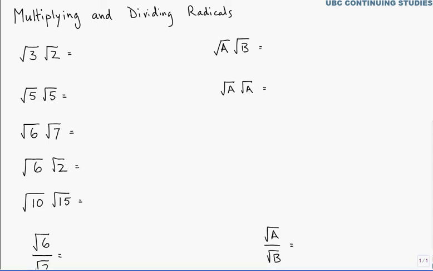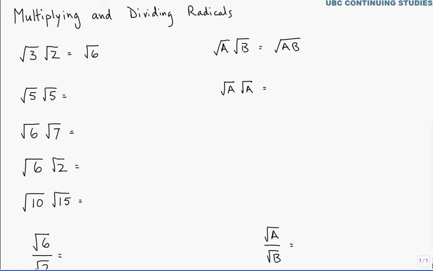Multiplying and dividing radicals is not much more difficult than multiplying and dividing integers. So for instance, if we have root 3 times root 2, all we need to do is multiply the two radicands, 3 and 2. 3 times 2 is 6, so root 3 times root 2 is root 6. And in general, we can write root a times root b is simply root ab.